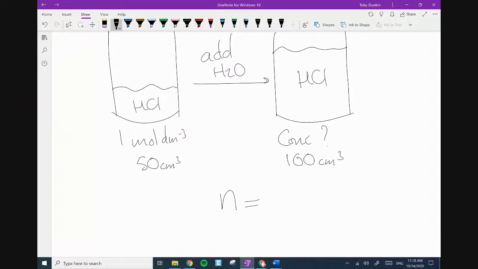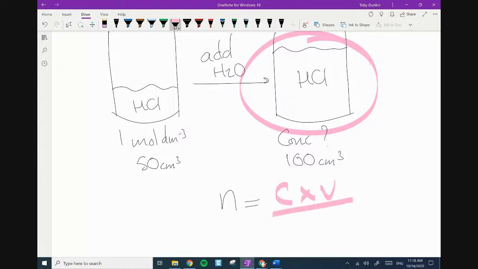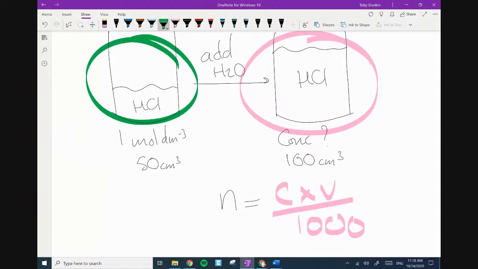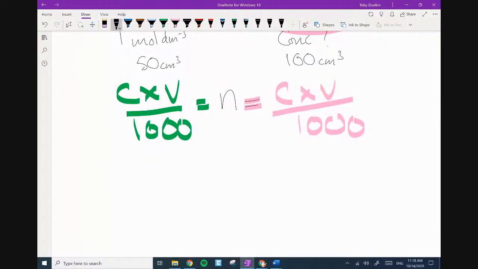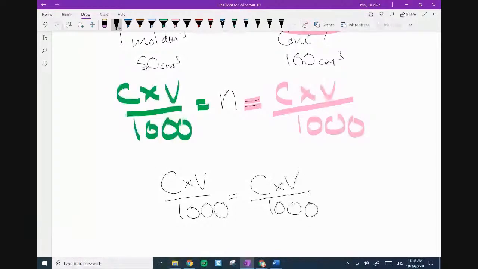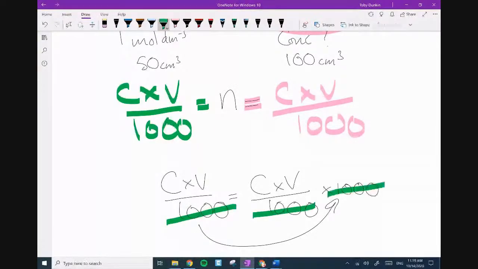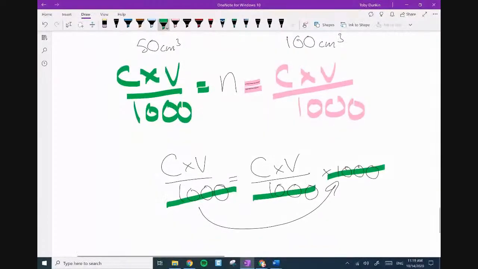Now what that means is, because the number of moles of HCl is still the same for each one, I could do number of moles, let's color code this. For this one, the number of moles is C times V over 1,000. For this one, it is C times V over 1,000. But the great thing is the numbers are the same, so we can get rid of the letter n. So we go, C times V over 1,000 is equal to the new C times V over 1,000. If we times both sides by 1,000, the 1,000 cancels out. Isn't that nice? So we end up with a brand new equation of C1V1 equals C2V2.